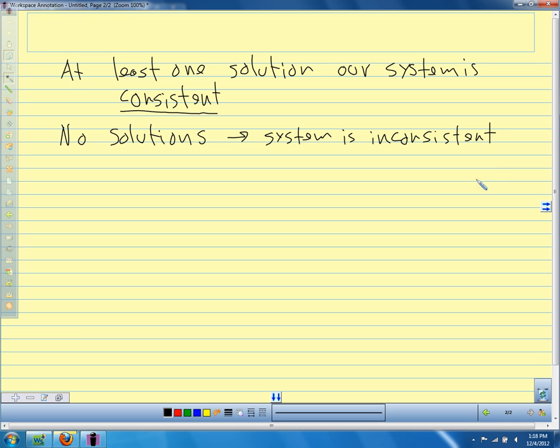And again, no solutions, we end up with something like 0 equals 1, 11 equals 120, something that's impossible. And if we have an infinite number of solutions, we end up with something like 0 equals 0, 1 equals 1, 100 equals 100, something that's true all the time. That's what tells us we have an infinite number of solutions. All right, questions on the graphs and what they tell us about our system of equations?